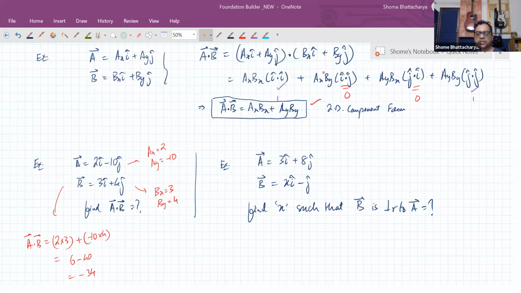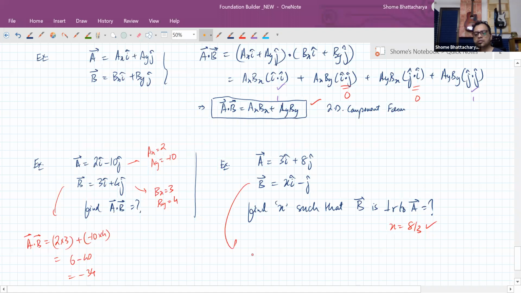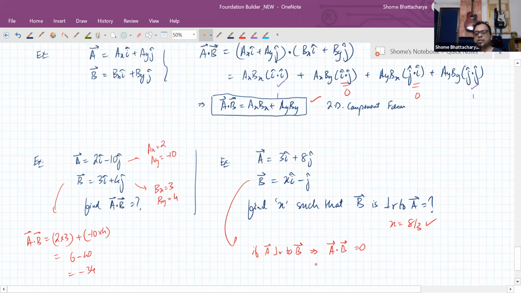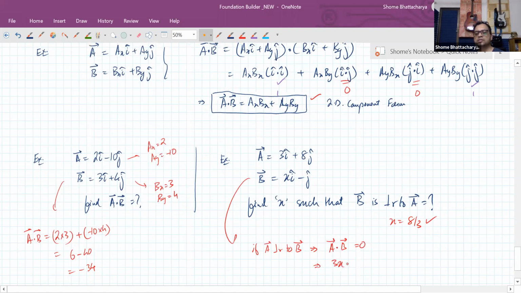Okay, Deep, let's check that out. Yes, second one, x should be 8 by 3. That's correct. Okay. Now, why that is the case, let's understand. If A is perpendicular to B, that means their dot product should be 0. So that means 3x minus 8 should be 0. So that means x should be 8 by 3.